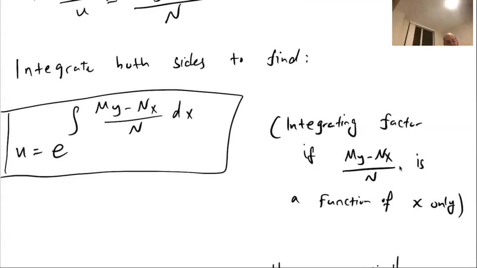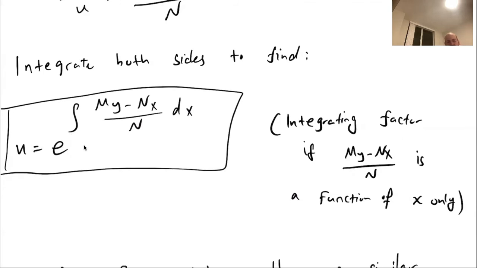So first, if you don't have an exact equation, first check this. Is it a function of x only? If it is, then follow this procedure. Find the integrating factor, multiply both sides by u, and you will have an exact equation.